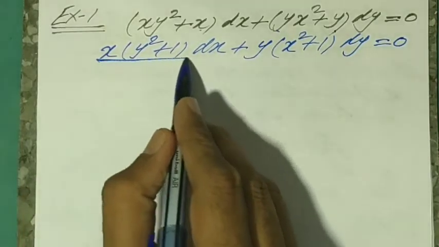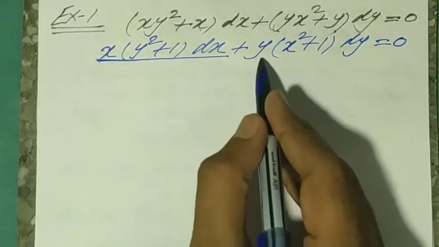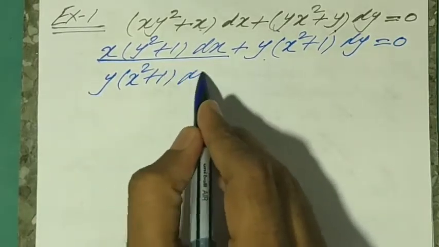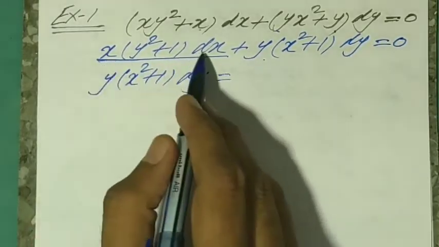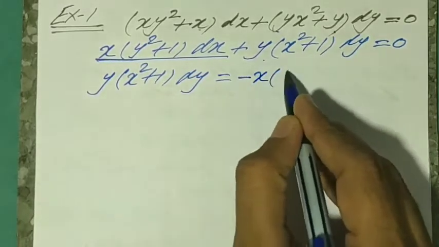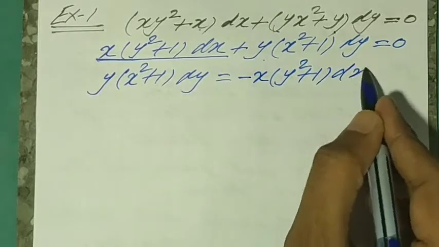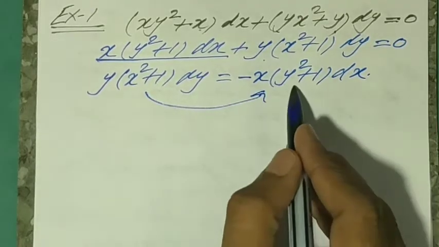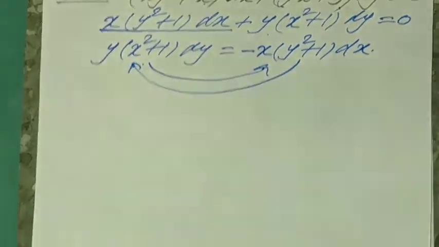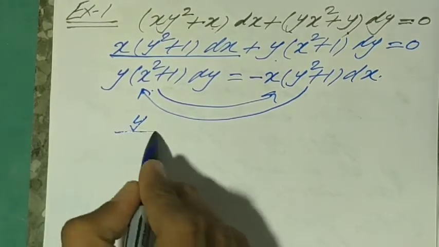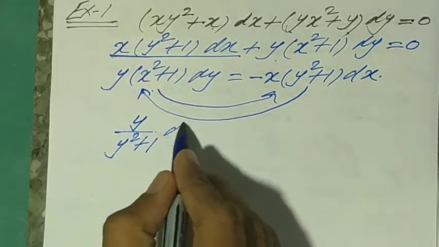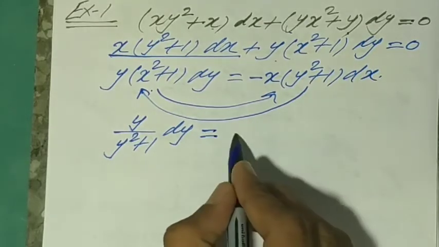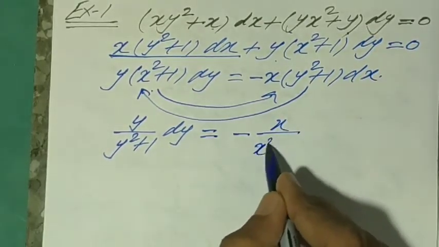Now, transposing this term to the right hand side, we get on the left hand side only this term, y (x square plus 1) dy is equal to, on transposition, this term becomes negative: minus x (y square plus 1) dx. Now we have to transpose x square plus 1 to the right hand side and y square plus 1 to the left hand side. So we get y upon y square plus 1 dy is equal to, transposing x square plus 1 to the right hand side, we get minus x upon x square plus 1 dx.